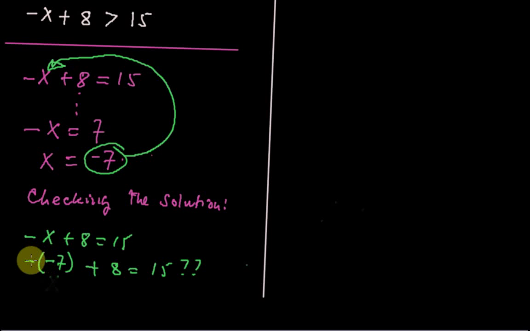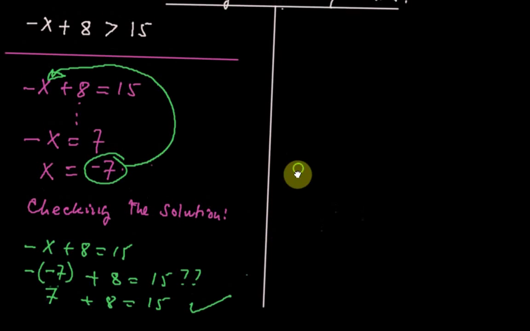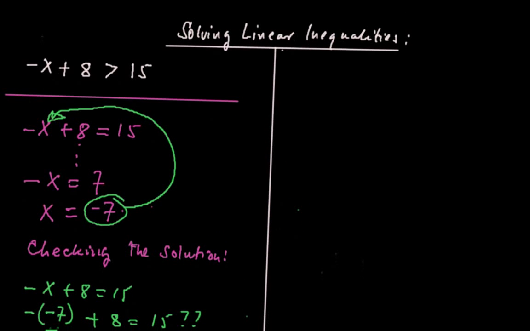So negative of negative 7, we talked about when we have minus, this is the same as minus 1 times minus 7. So minus times minus, or negative times negative, gives us positive. So this is the same as 7, plus 8 equal to 15. And it is okay that 7 plus 8 is 15. So this was the step we didn't do. Why did we do that? Let us see. Now let us go back to this.